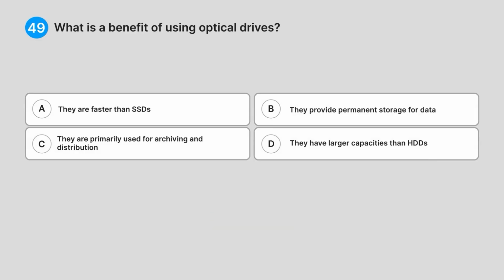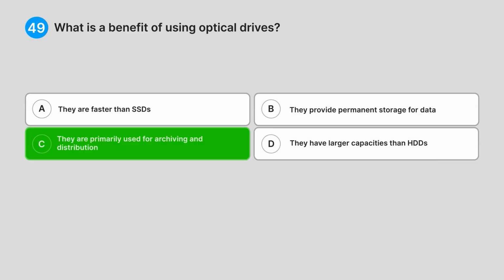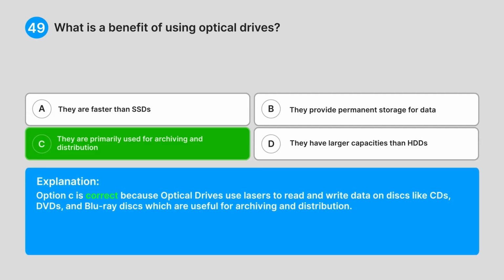Correct answer, C. They are primarily used for archiving and distribution. Explanation. Option C is correct because optical drives use lasers to read and write data on disks like CDs, DVDs and Blu-ray discs, which are useful for archiving and distribution.